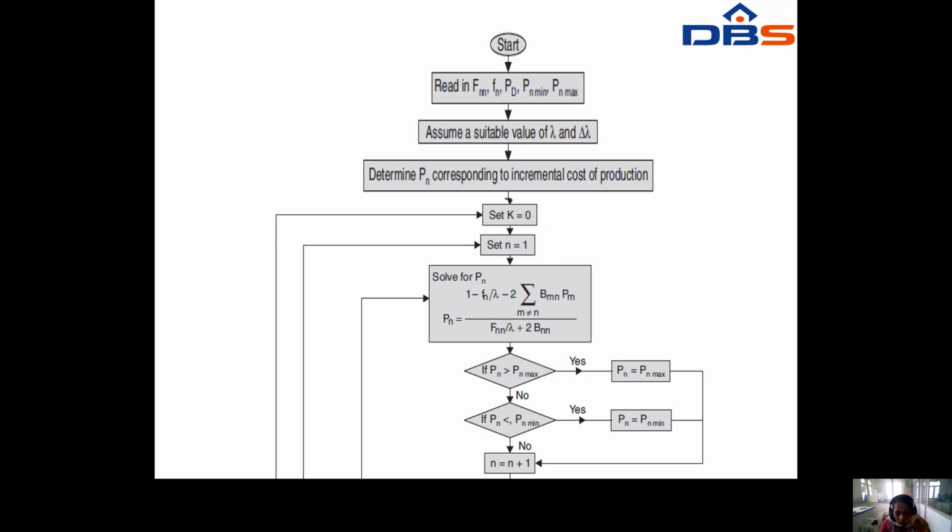By determining Pn corresponding to the incremental cost of production, next set k equal to 0 and set n equal to 1. Solving for Pn: Pn equal to (1 minus Fn by lambda minus 2 sigma m not equal to n Bmn Pm) divided by (Fnn by lambda plus 2 Bnn). And we take a condition box: if Pn is greater than or equal to Pn max, if yes, then set Pn equal to Pn max and go to n equal to n plus 1.